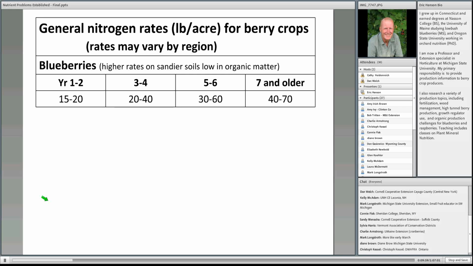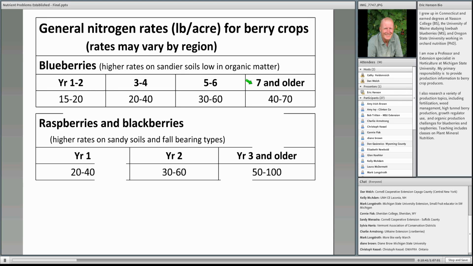And what I have here is just a general range for nitrogen rates starting with blueberries. So you can see that we start with 1 or 2 year old fields at 15 to 20 pounds of actual nitrogen per acre, and then that's just ramped up over time. And then by the time you get to a mature field, you might be applying between 70 and 40 pounds of actual nitrogen to the acre. And the rates here depend primarily on the soil type. So the sandier the soil, the lower the organic content of the soil, the higher rate you would probably need.